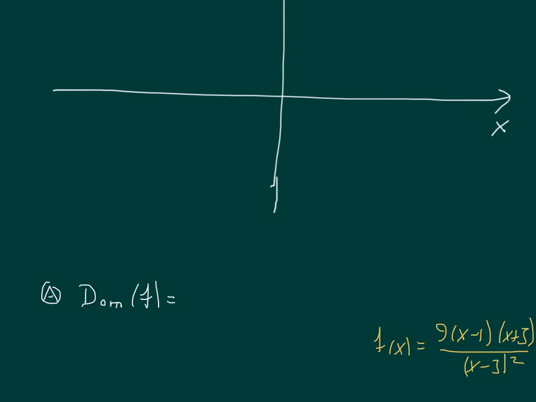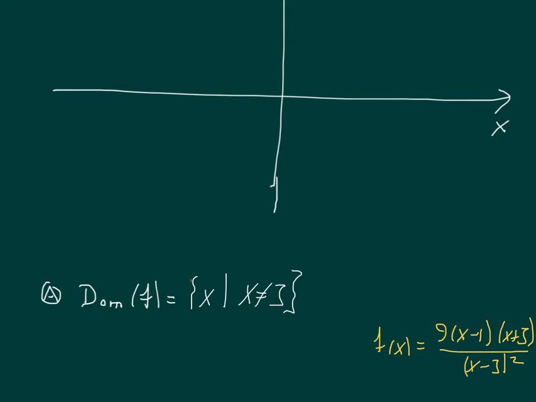All right, so the domain of this function is wherever it makes sense, which is to say wherever we're not dividing by 0. We'll divide by 0 only when x minus 3 is 0, which is to say when x is 3. So the domain of this function is the set of all x such that x is not equal to 3.